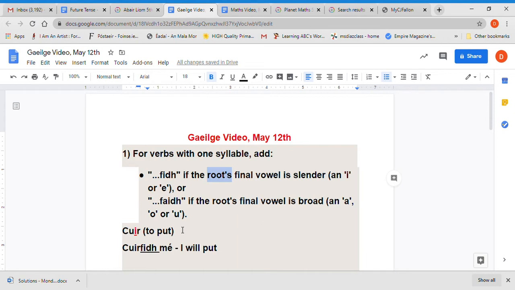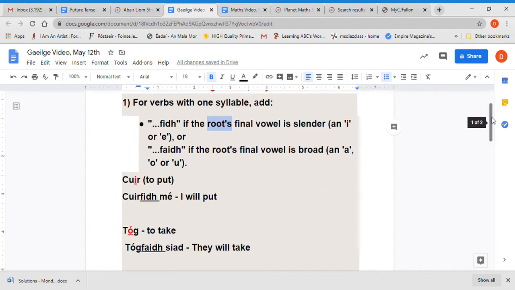They're two words, all right? We have to look for the final vowel in the root, okay? And as you can see here, cuir, the final vowel is I. If the final vowel is slender, if it's I or E, we add F-I-D-H. As you can see here, we've cuir plus fidh, so cuirfidh mé, I will put.